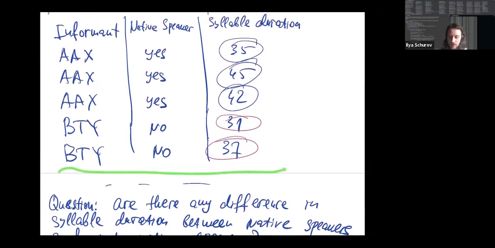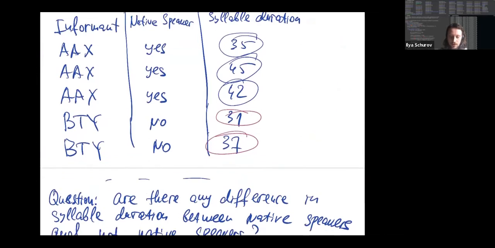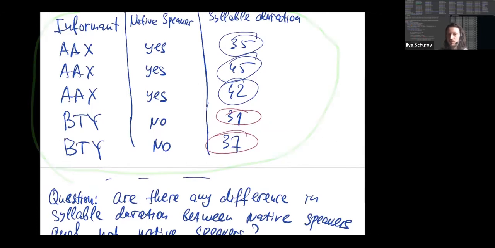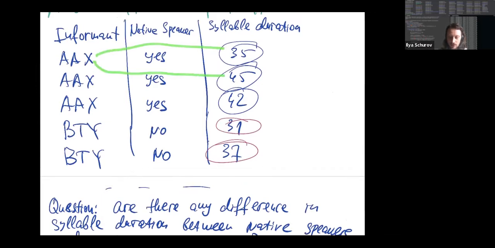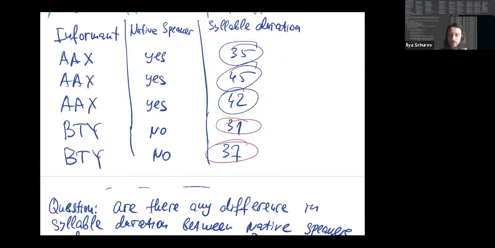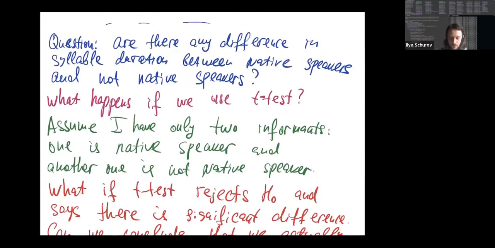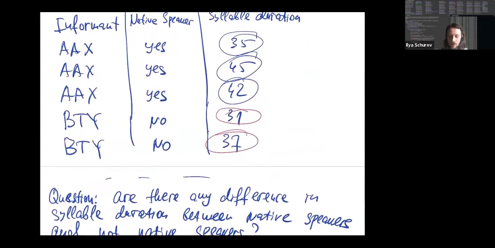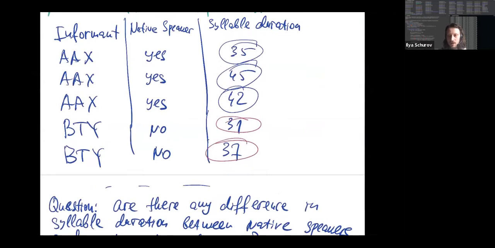And in fact, this is an extreme case. But it is possible that you have a table like this, and you have not two informants, but, for example, 10 informants in each group. But again, due to the fact that values produced by each informant are not independent, applying a t-test just to these numbers is not a correct procedure if we are interested in these kinds of questions. And to overcome this issue, we can do it in different ways.